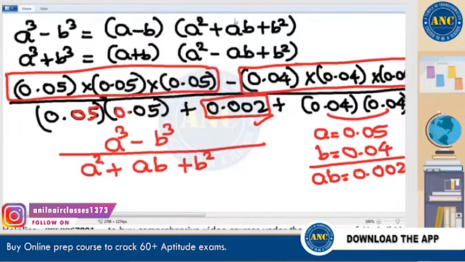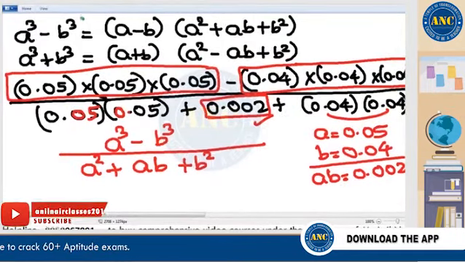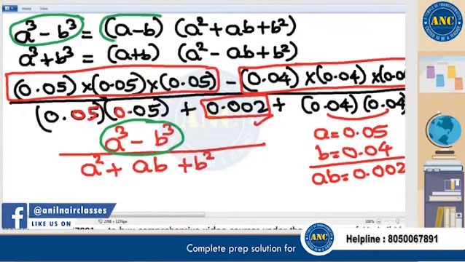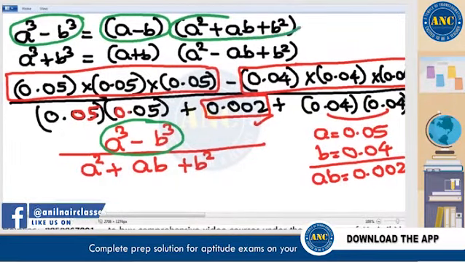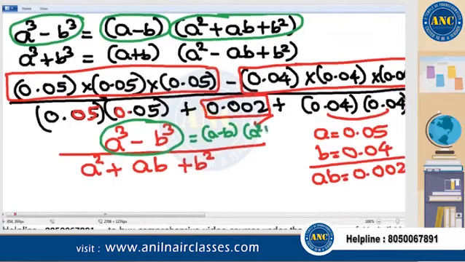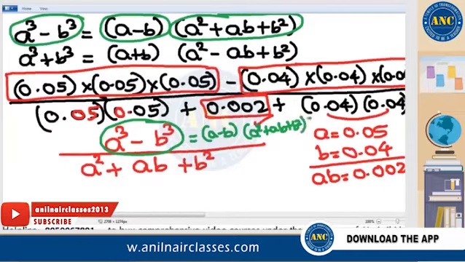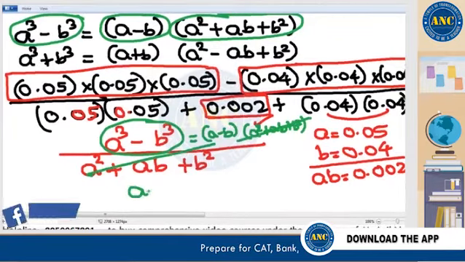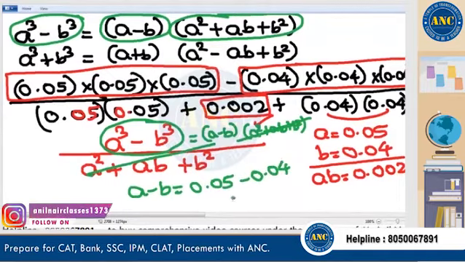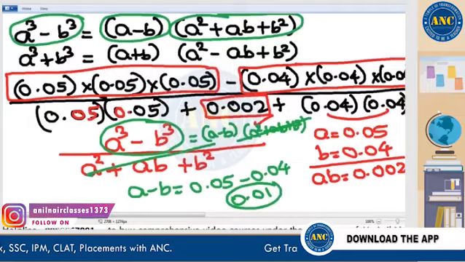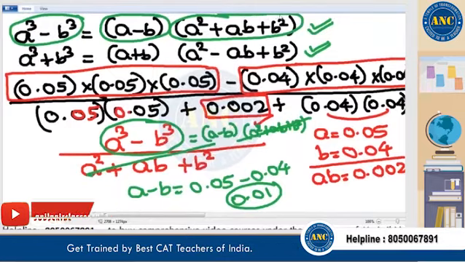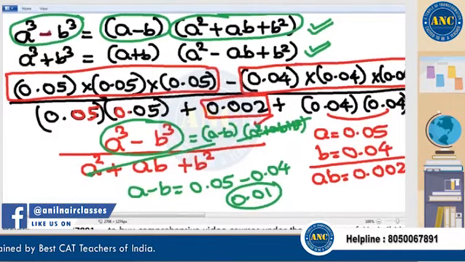If I simplify further, a cube minus b cube is a minus b into a square plus ab plus b square. That means I will get a minus b into a square plus ab plus b square, and that term will cancel with the denominator. You are left only with a minus b. a is 0.05 minus b is 0.04. The answer is 0.01. So you should definitely know all these things which we study in algebra to solve some of the questions in surds and indices easily. I believe that it is clear.